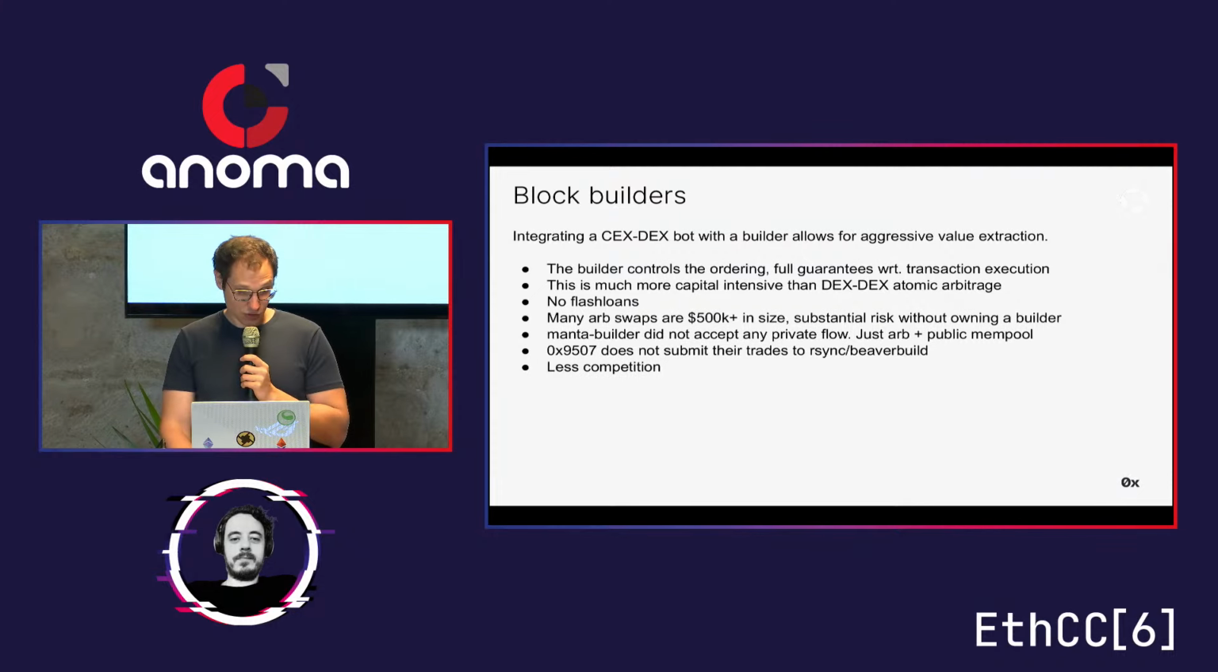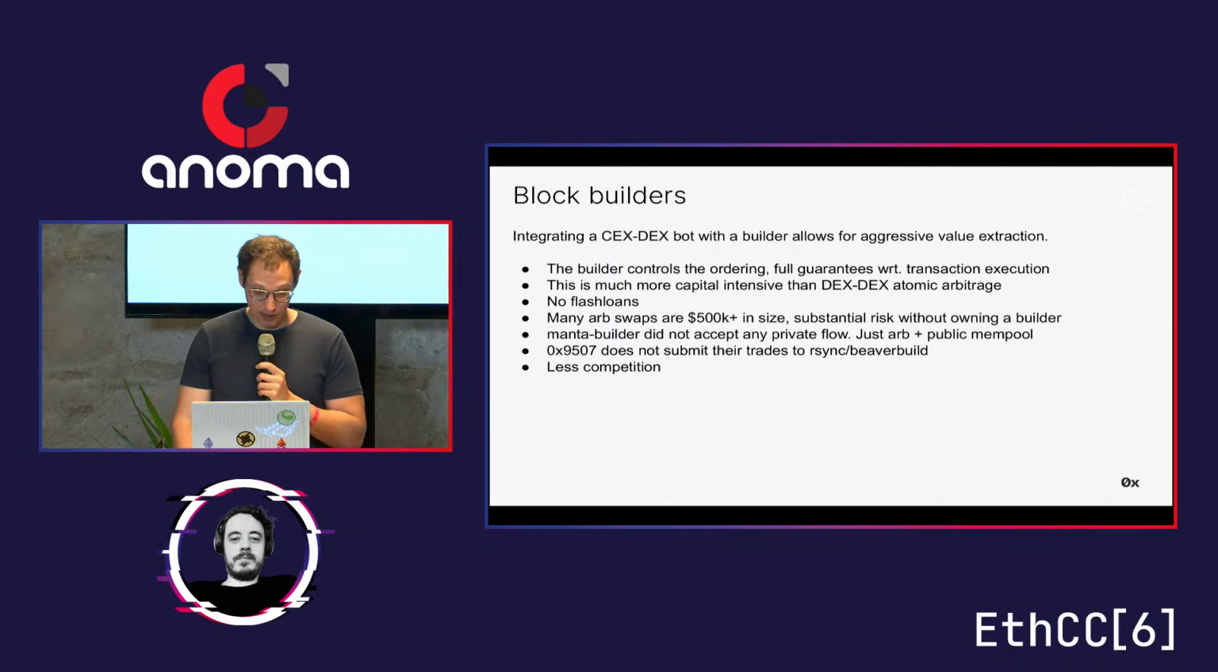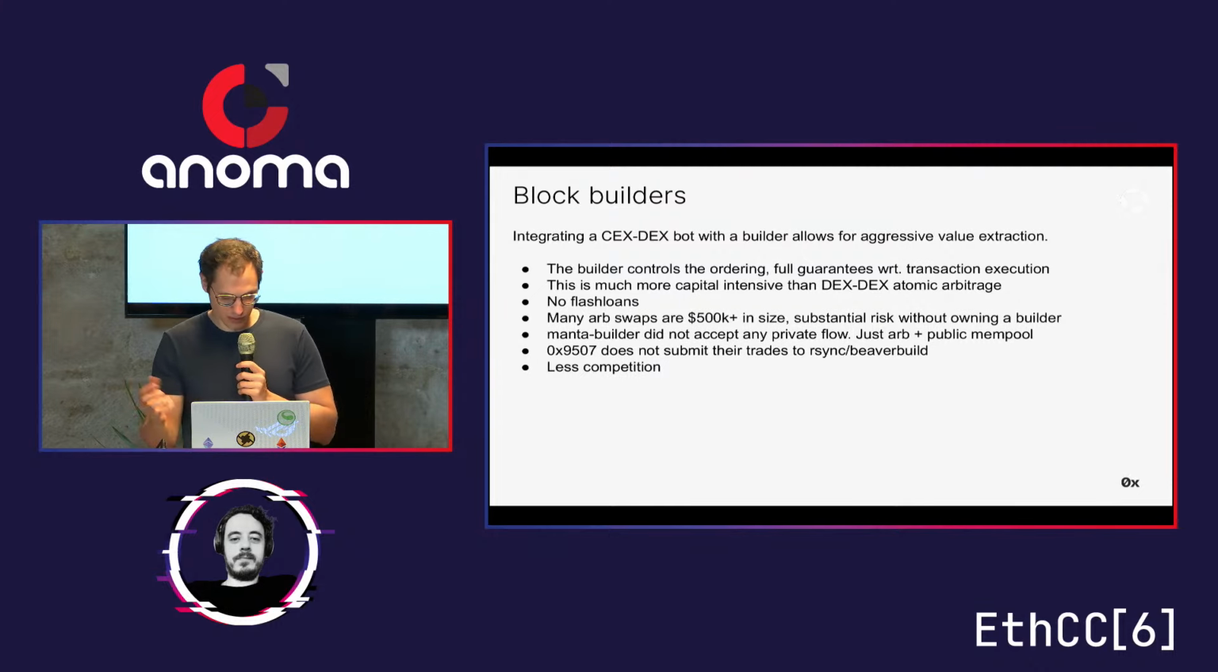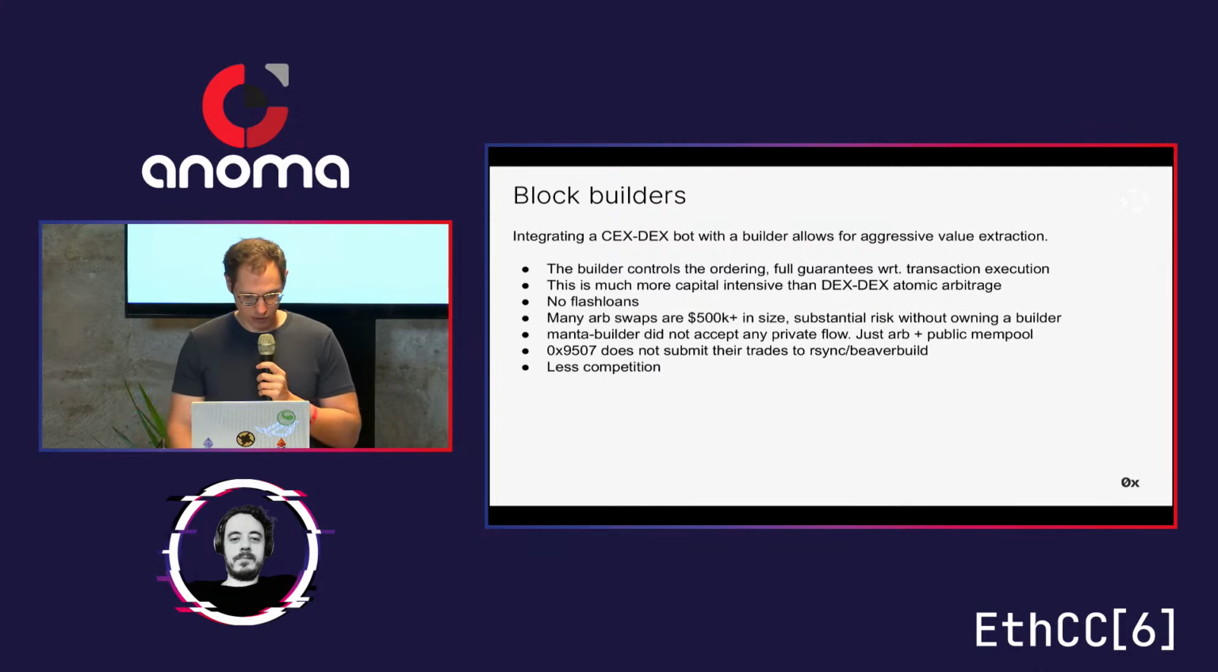There are no flash loans, so you actually really have to have the money. And many of these ARB swaps are $500,000 or more in size, and this is just substantial risk to do this stuff if you don't own the builder. Someone will front run you, someone will do bad stuff. It's a lot of money.